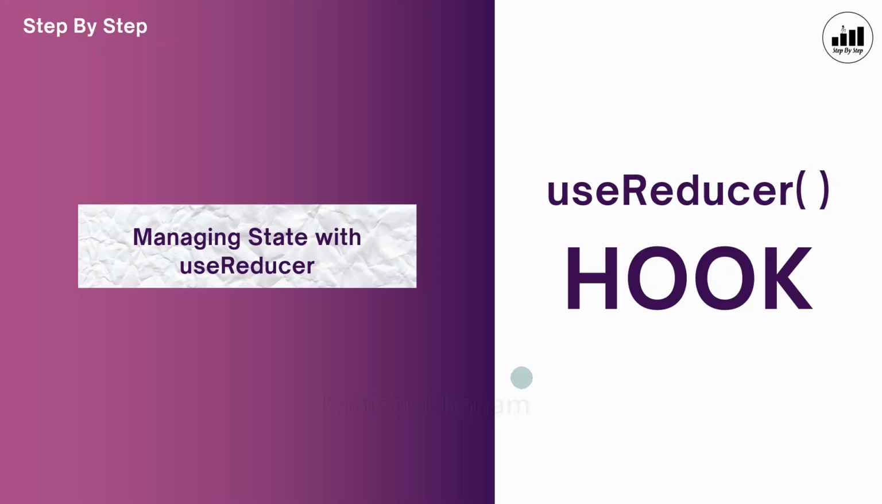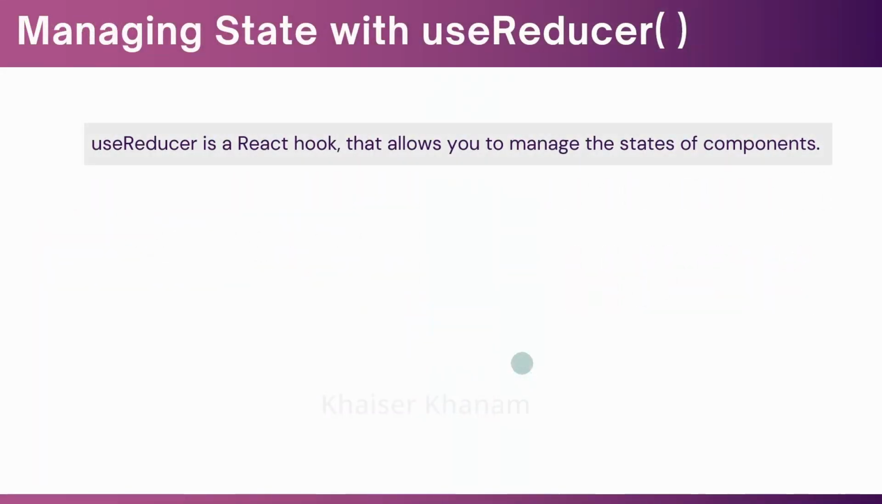Let us now understand how to manage state with useReducer. We have seen some examples and we have completely understood the structure of useReducer. So now we are going to see how useReducer actually manages the state. First of all, you should always keep this in mind: useReducer is an alternative way of setting and managing our state, and it is one of the most important React hooks which allows us to manage the state of components.